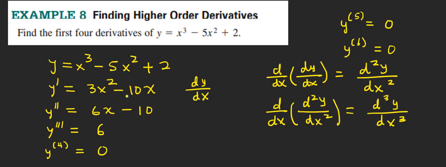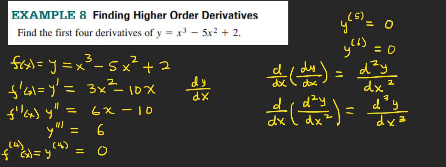And a lot of the time we also use f of x, right? f of x is y. So what is the derivative of f of x? f prime of x. f double prime of x. And so forth. When you get to the fourth derivative, you have to use parentheses. So we have different notations for higher order derivatives.